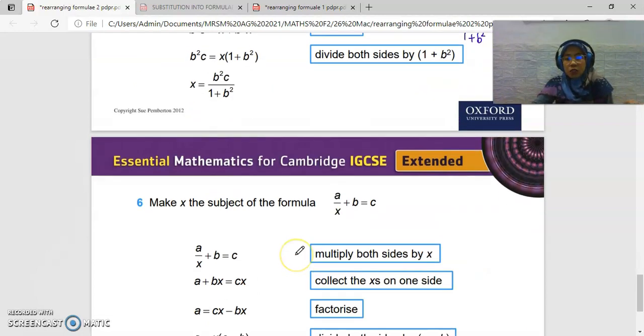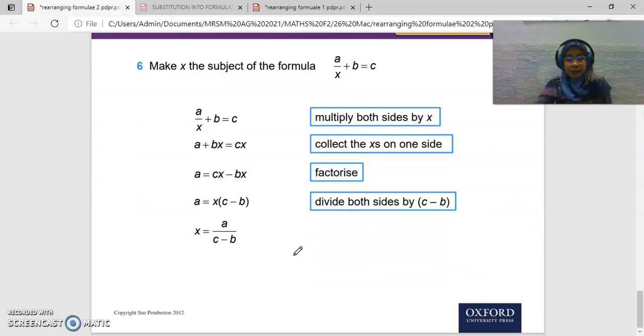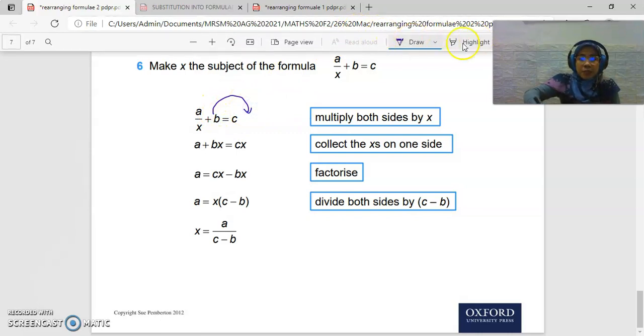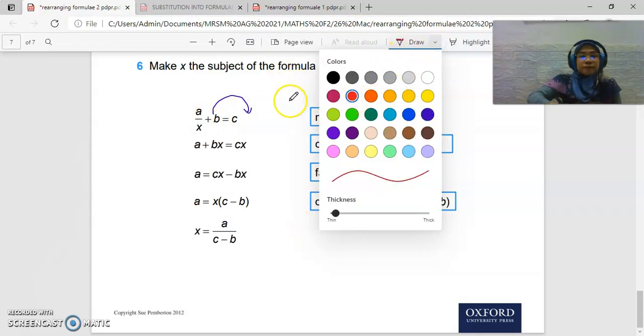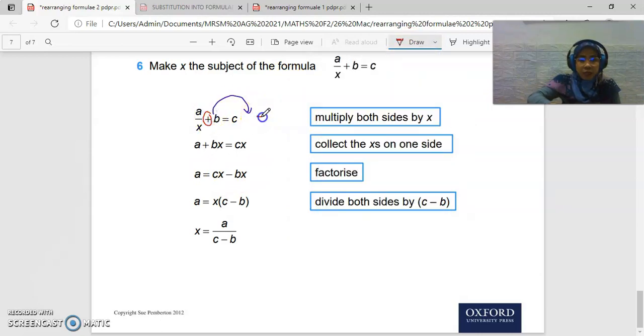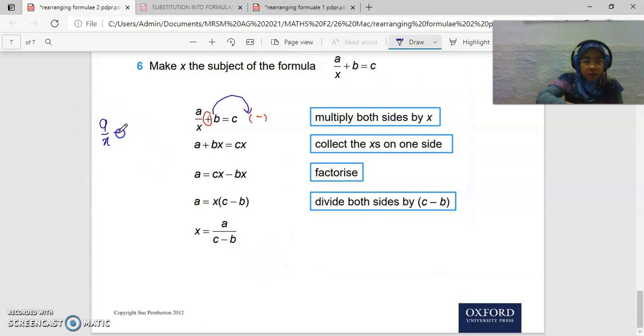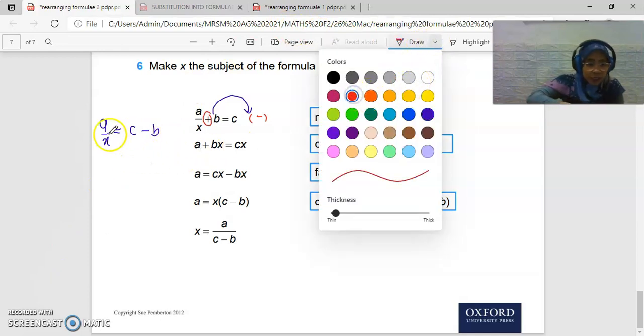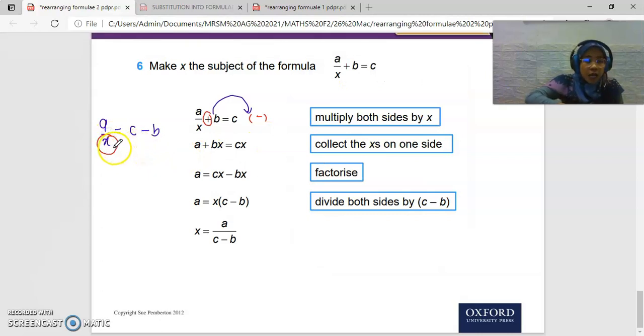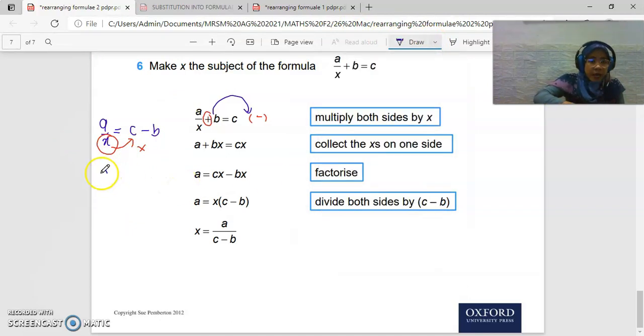Okay, so next we go to the last question. a over x plus b equals c, and we want x as the subject. I would like to bring b first, because b is not related to x here. This one is positive, so you bring it to the other side will be negative. So a over x equals c minus b. Next, since x is part of the denominator, we want to eliminate the denominator first. We bring x to the other side; x here is division, so when it goes to the other side it will be multiplication. So what happens is a equals x(c minus b).